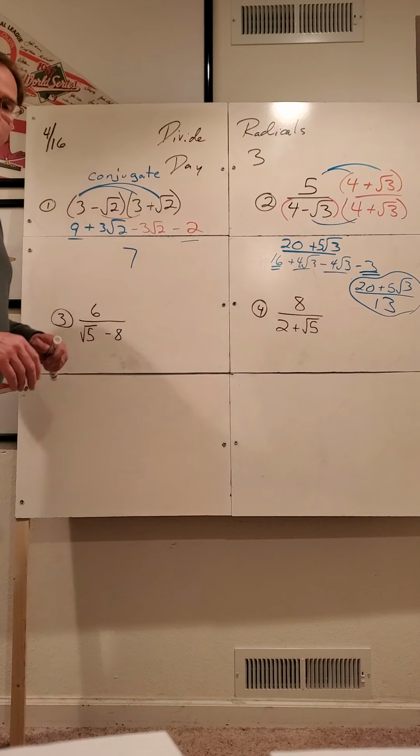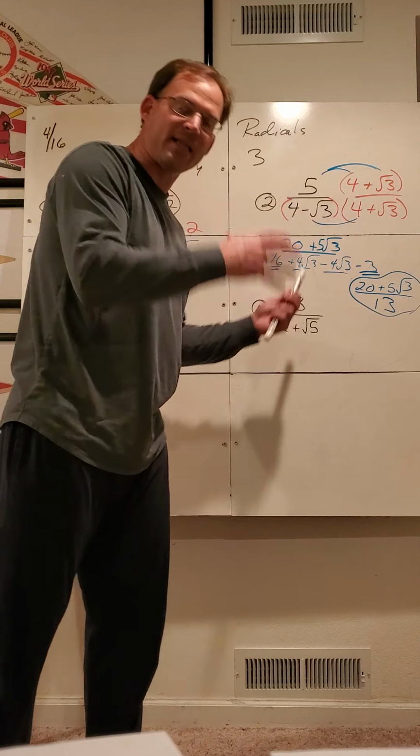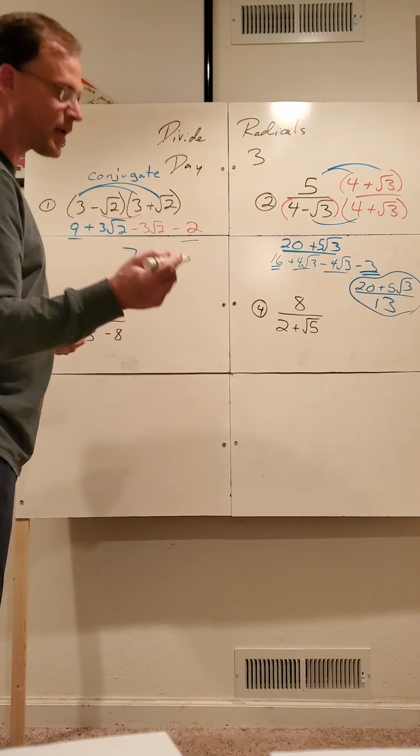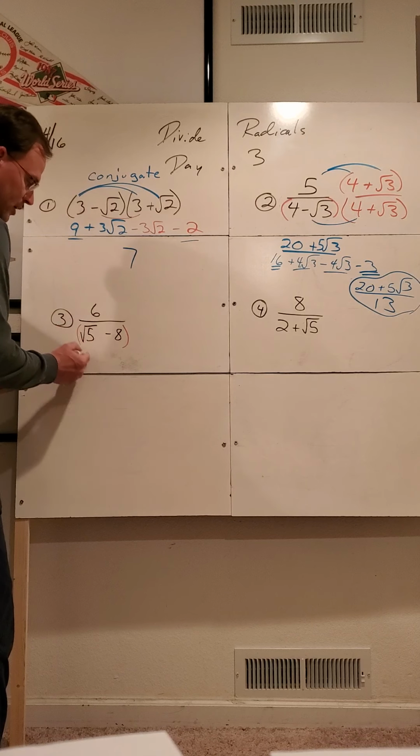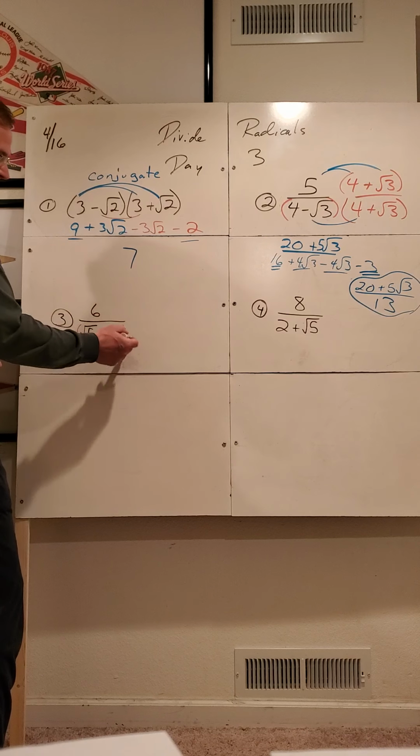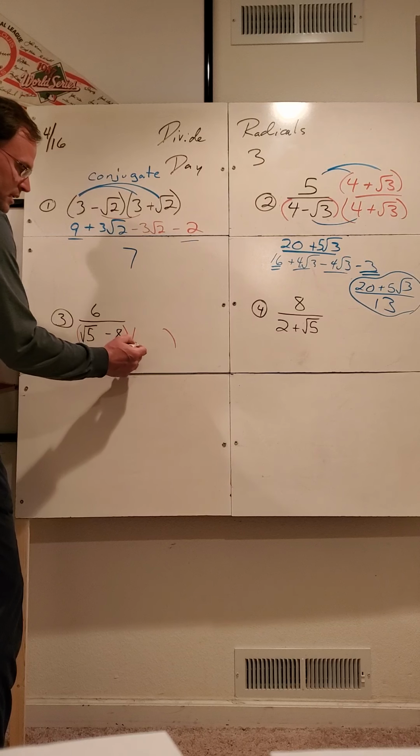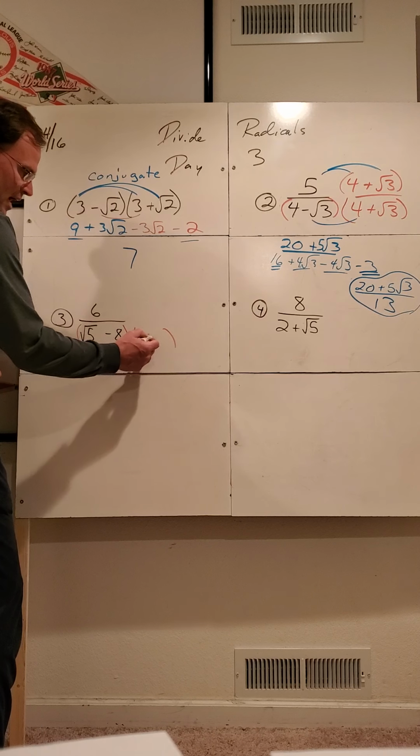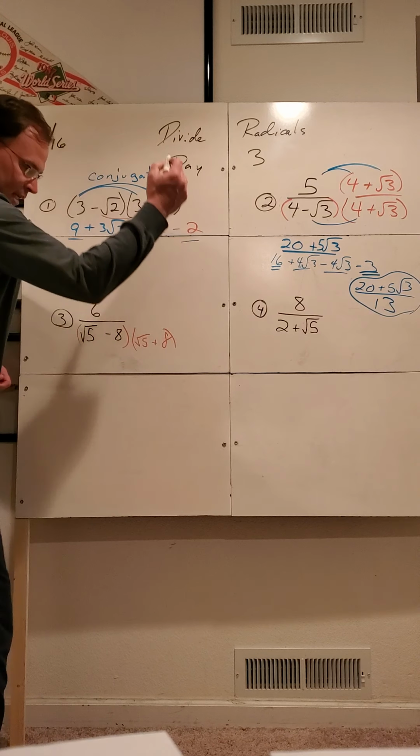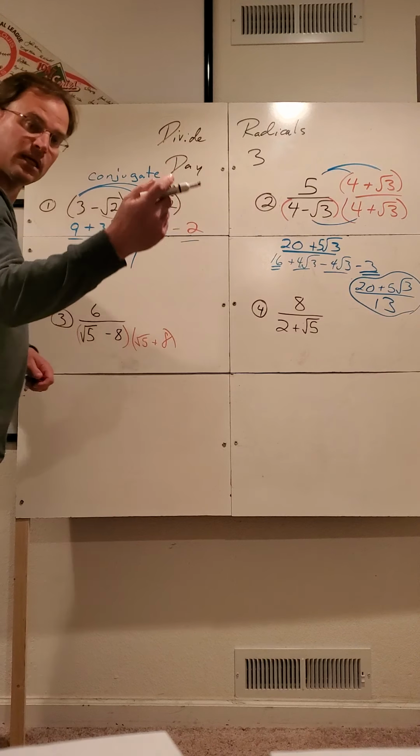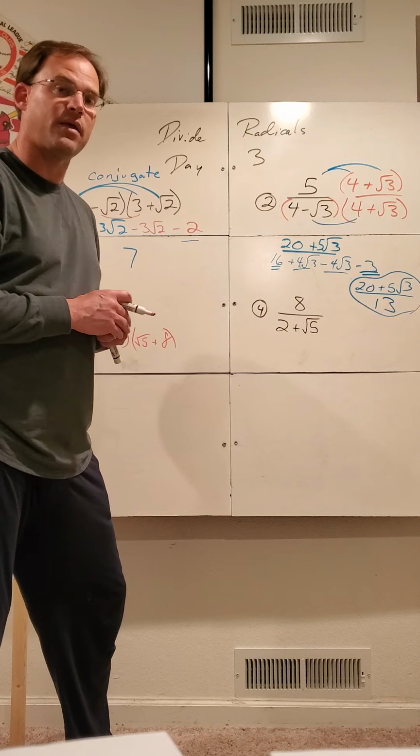Here we go. Number 3. I need to find the conjugate and figure out what it is. So right here, I'm looking at this. I got root 5 minus 8. My conjugate is going to be root 5 plus 8. Same stuff. One's a plus, one's a minus. That's how you identify that conjugate.